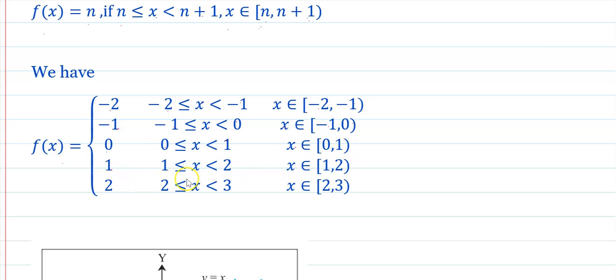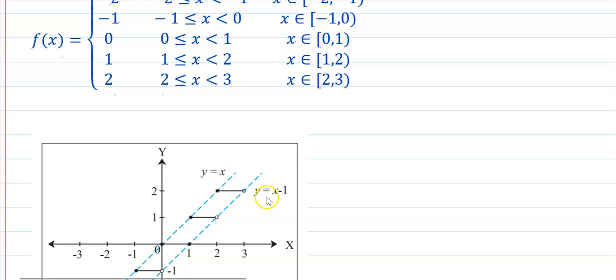F of x is equal to 1 and the value of x lies between 1 and 2, x belongs to closed 1 and open 2. F of x is equal to 2 when x lies between 2 and 3, x belongs to closed 2 and open 3. In this way.